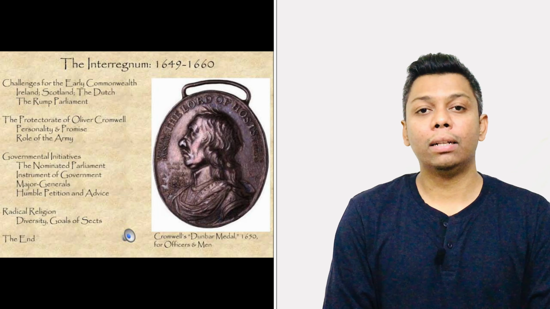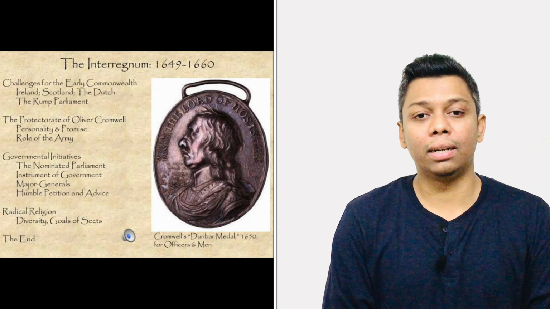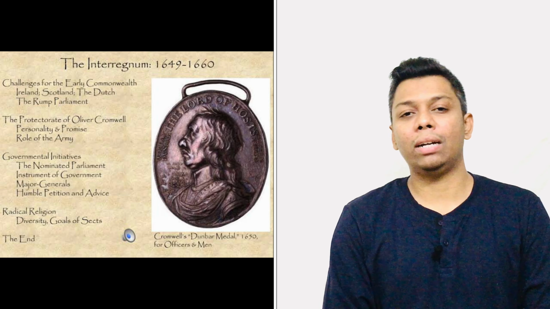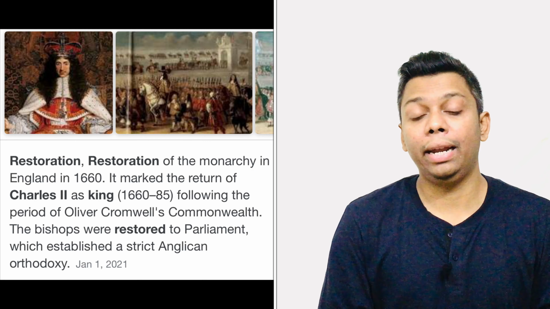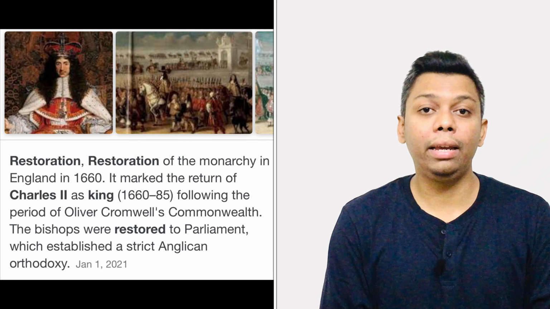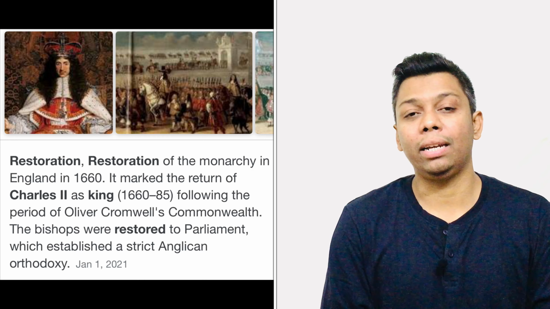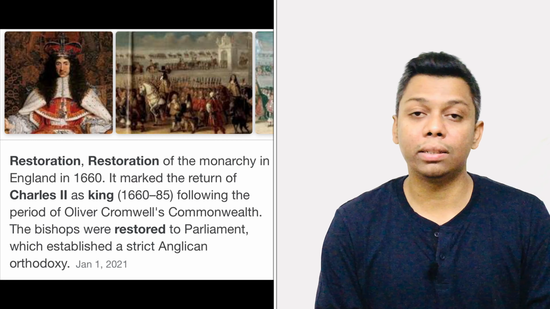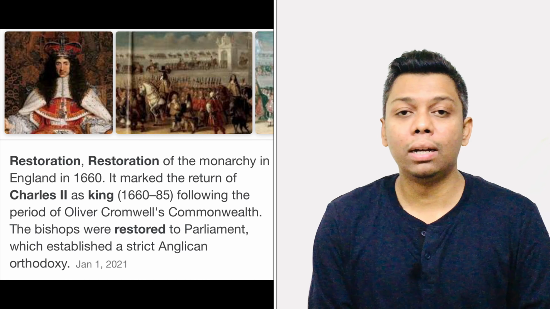But the first and foremost point I would like to highlight is that this Interregnum period started with the execution of King Charles I on 30th of January 1649. After the Interregnum period, his son King Charles II comes to the throne on 29th of May 1660, and then comes the Restoration era, on which I would be focusing in the next video.